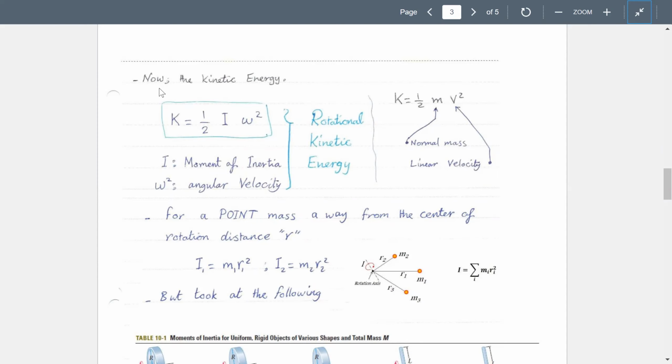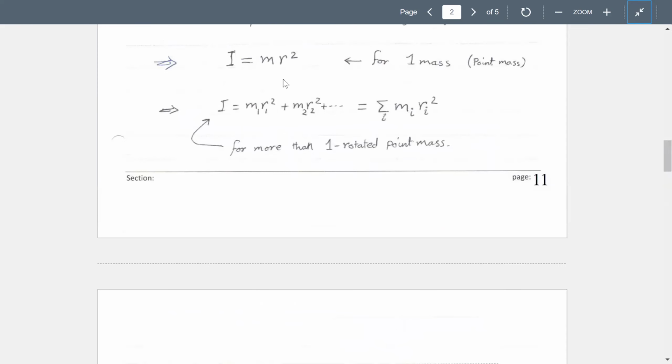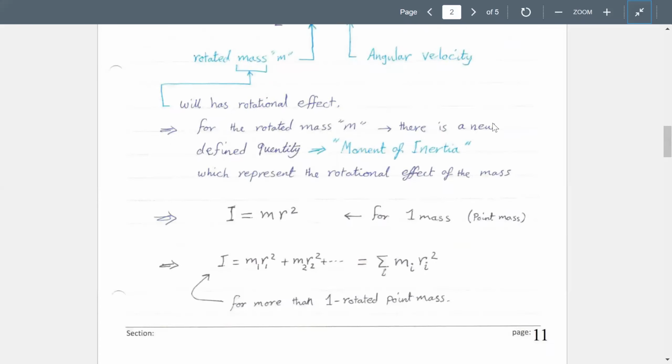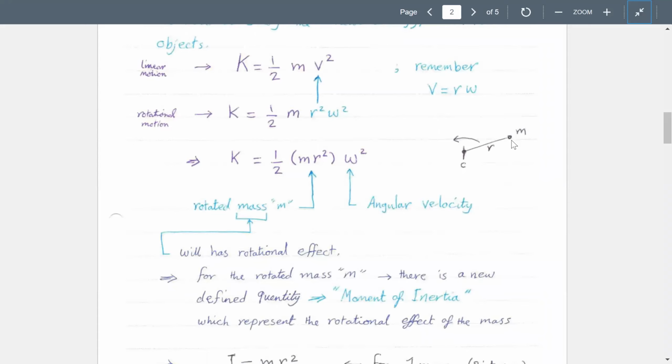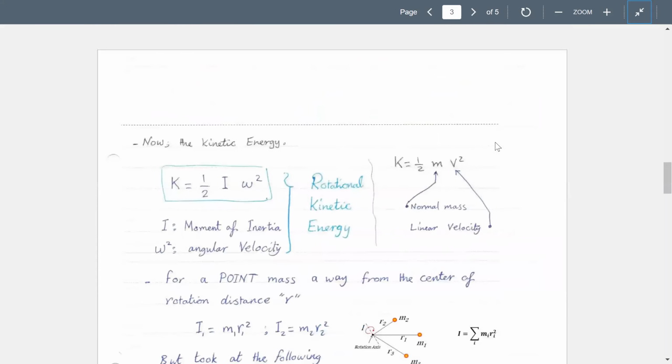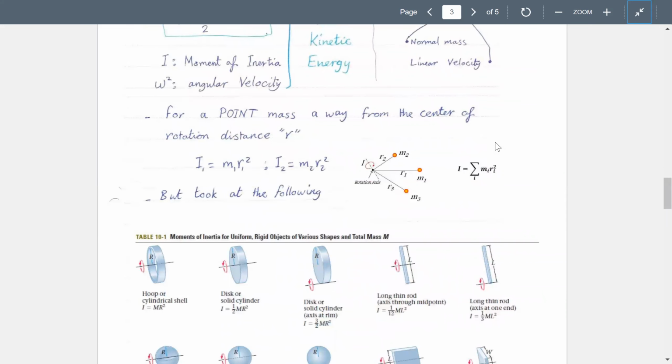Now, for a point mass, we can assume the mass just as m, like here. And the radius is the radius from that point to the center of rotation. It will be just one radius because it is a point to point. So we have just one radius. But what if we have many points?